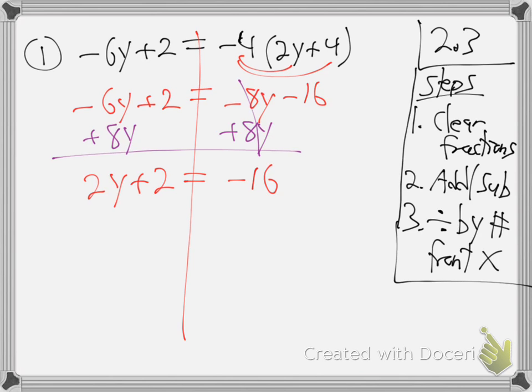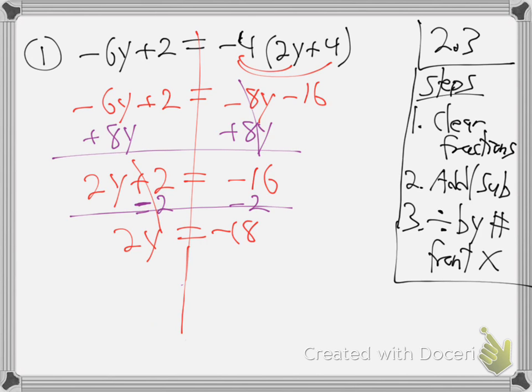And now what? Y is saying I want to be alone. So what do we do to get y alone? Y is saying I want to be alone on my side of the wall. So we're going to get rid of that 2, huh? Subtract the 2. So then, what do we have? These cancel. 2y is minus 18.